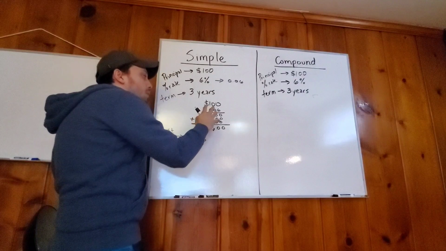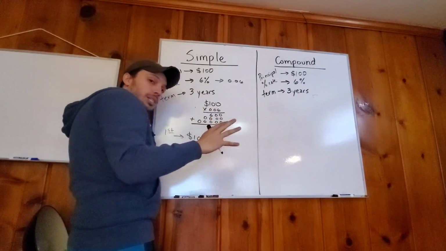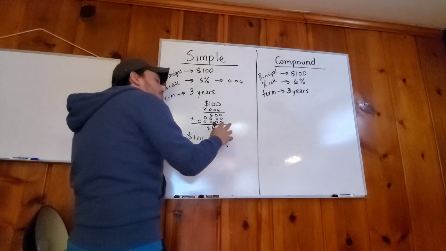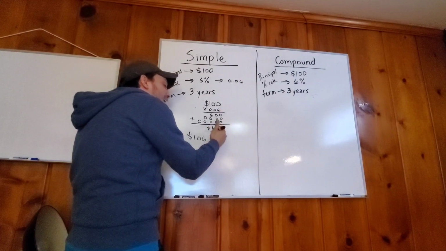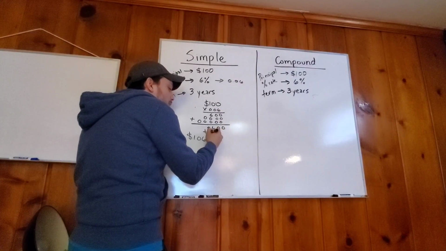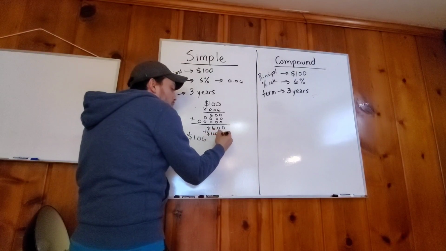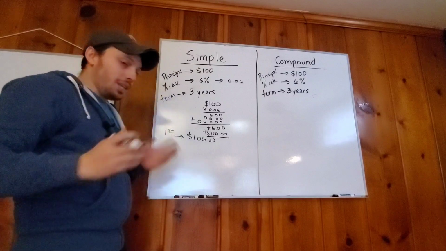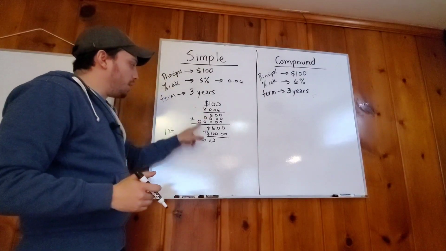Once we did that, we got $6. That's fine, right? That's not hard to do. Everybody should know how to do that. But when I found the $6, then I added that to $100. And I got this. Yes? So first I multiplied and then I added.